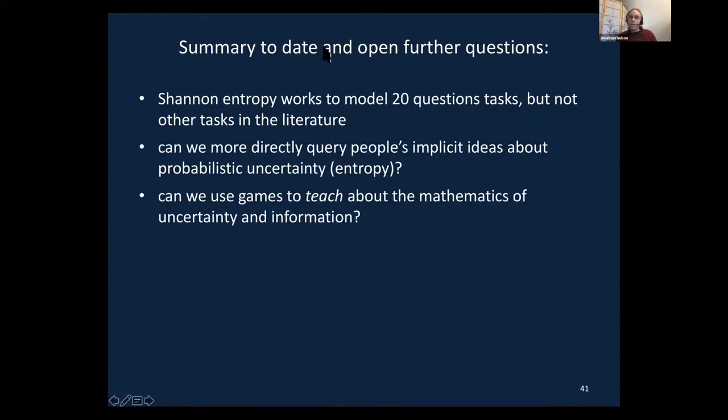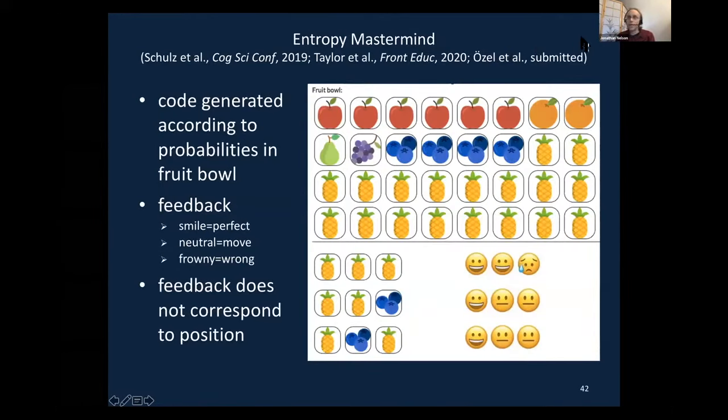Okay, so I said, yeah, Shannon is okay for 20 questions tasks, but it doesn't work for some other tasks in the literature. And we've wondered if it might be possible to more directly query people's ideas about entropy or probabilistic uncertainty. And of course, we might be able to use games, so the 20 questions type games would be one approach, or other games to teach about the math of uncertainty and information. And at this point, I'd like to introduce our entropy mastermind task.